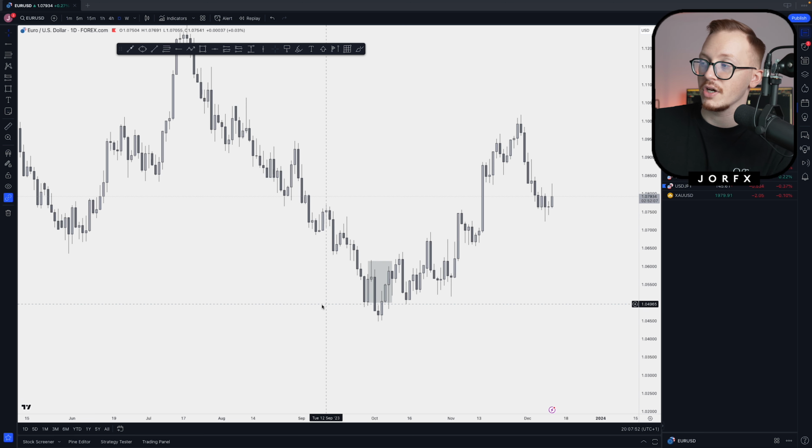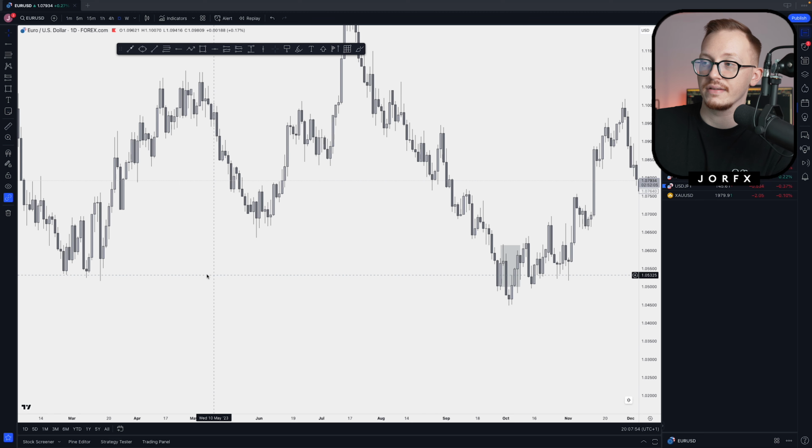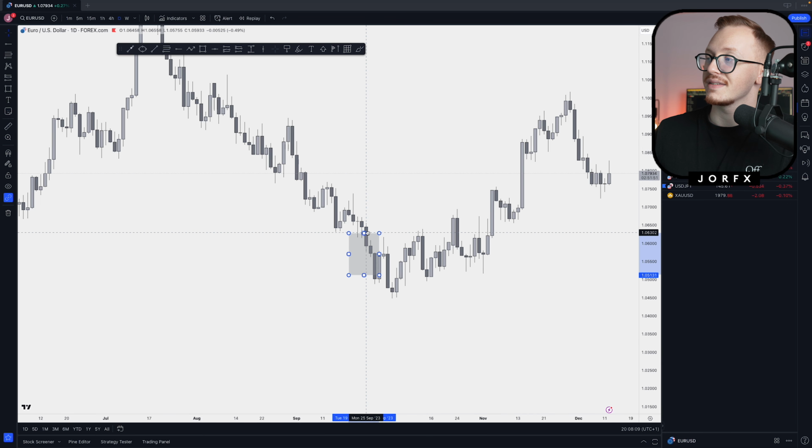Why did it happen? Because we broke the weekly lows right here, and weekly is higher than daily. Doesn't matter what it is. So okay, this is our first indication that the daily is shifting around and that the pullback has started. Very good. So now we are looking at the second one.